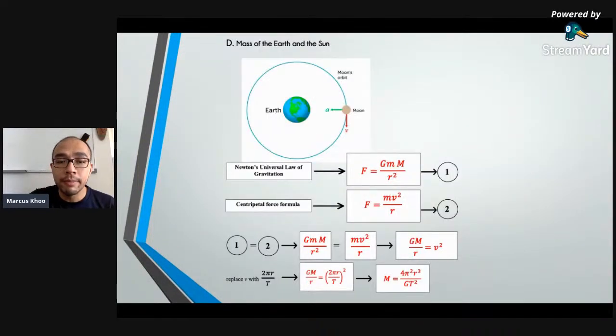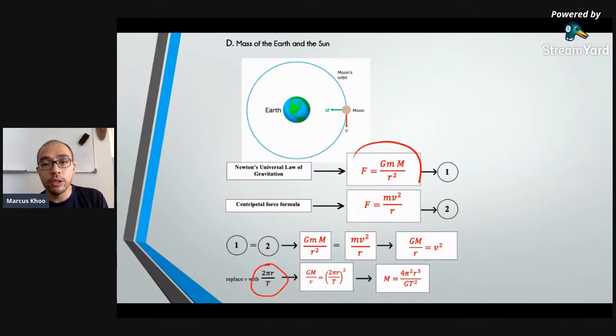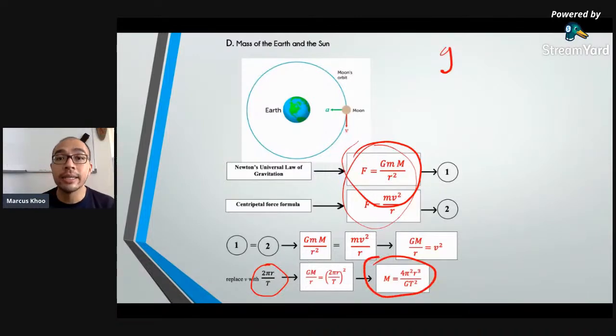Okay, so please remember that we use these two formulas plus this formula 2 pi r over t to derive the formula for the mass of the sun. This chapter is especially slightly difficult because there's a lot of derivation. From this F, you need to know how to derive the small g. And then after that, you use these two to derive the formula for the mass of the Earth and the mass of the Sun. So how to derive this formula is a very important thing.